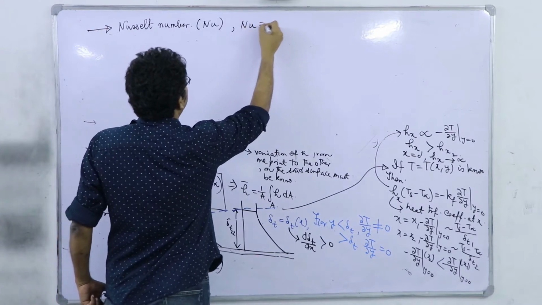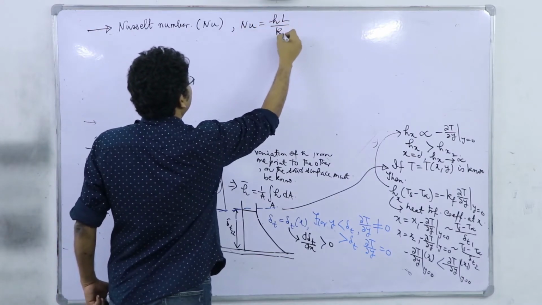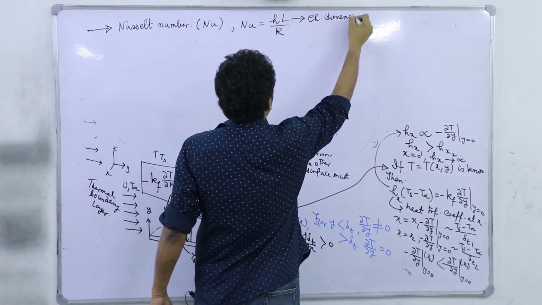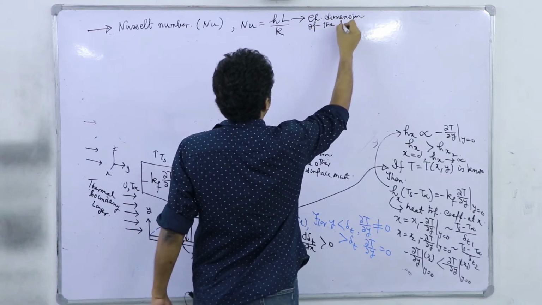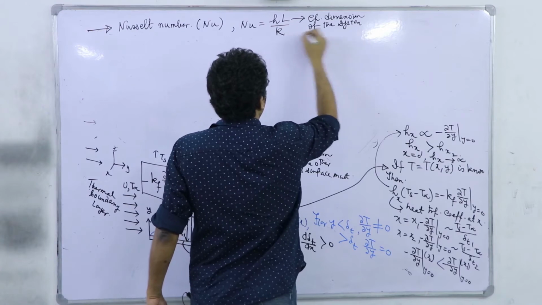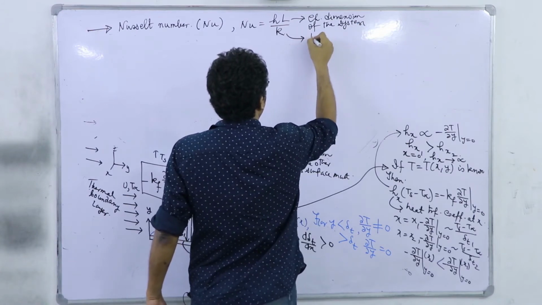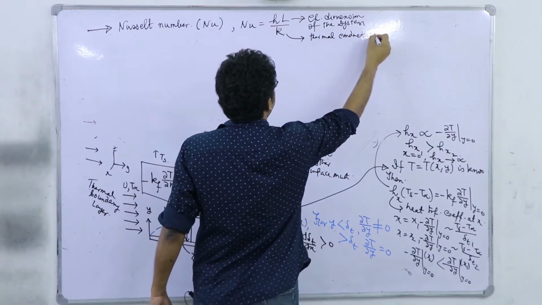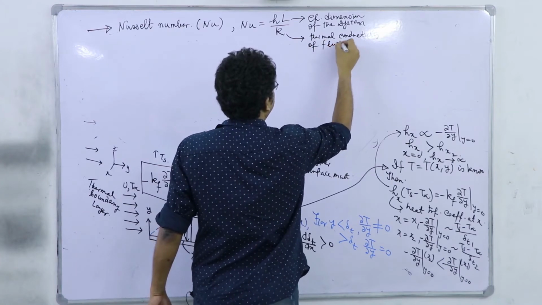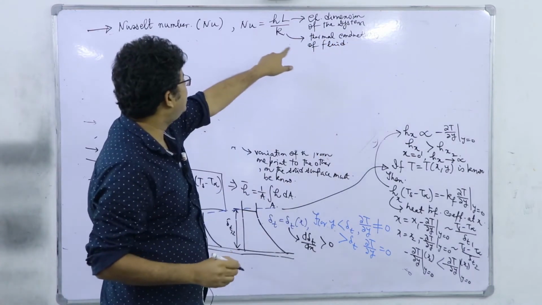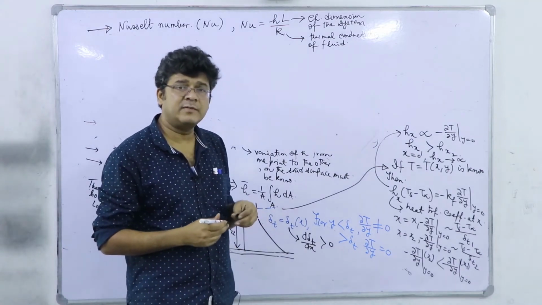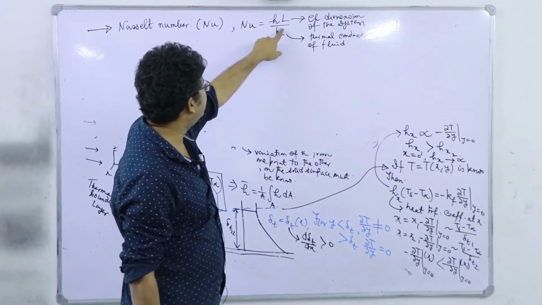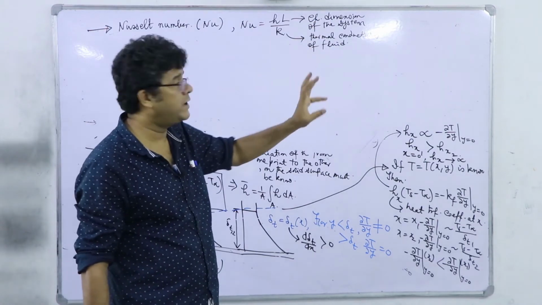this is defined as HL by K. You see, L is the characteristic dimension of the system and K is the thermal conductivity of the fluid. That is the difference. Remember that if we change it to the thermal conductivity of the solid, it becomes the Biot number. So, Nusselt number is primarily different from Biot number in the sense that it uses K of the fluid, right.